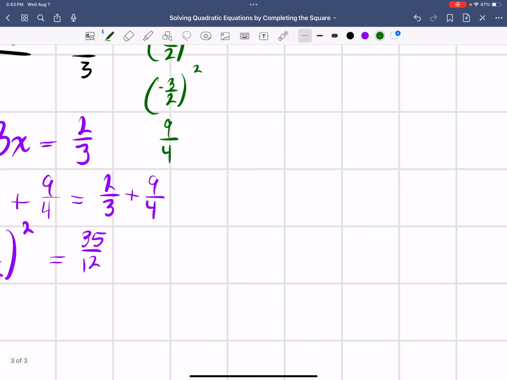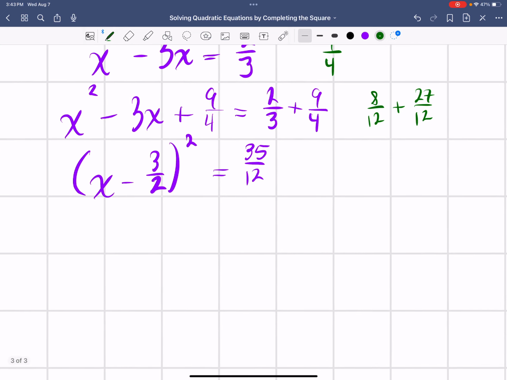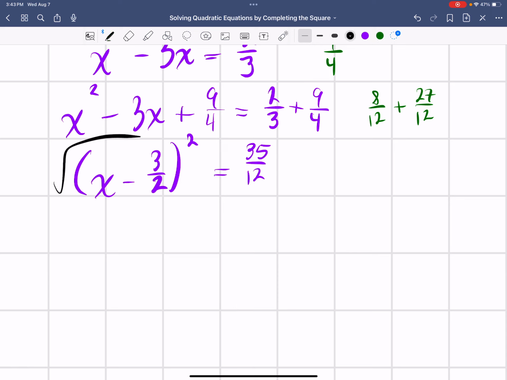Don't want to make a video with a mistake. So let's see, that's 8/12 plus 27/12. Okay, I'm confident: 35/12. Now we'll square root both sides. So we have now x minus 3/2 equals, and remember, don't forget, plus or minus root 35 over 12.